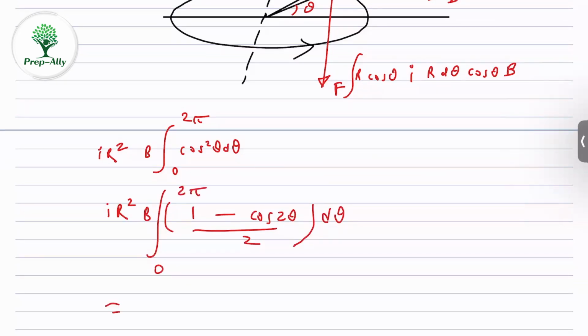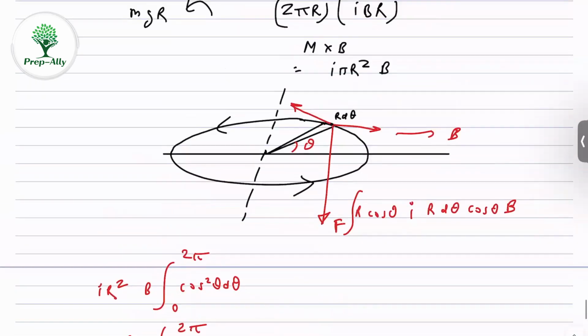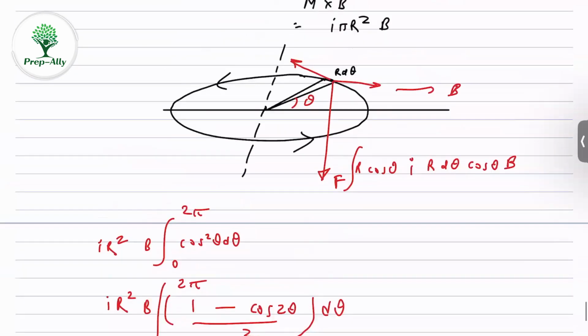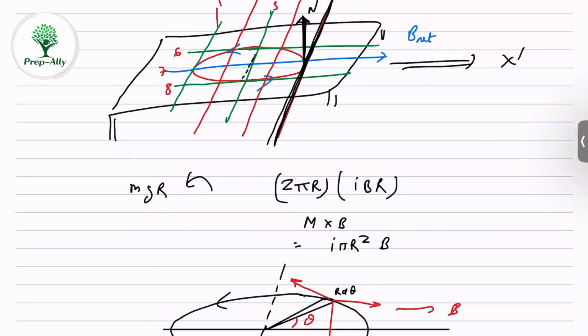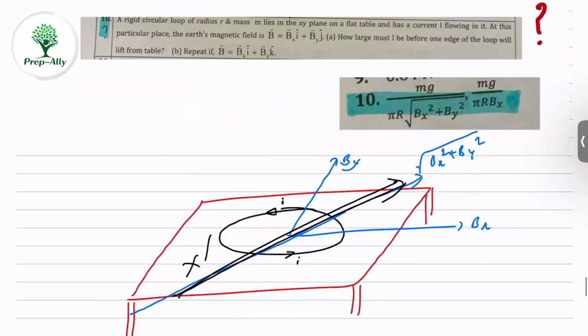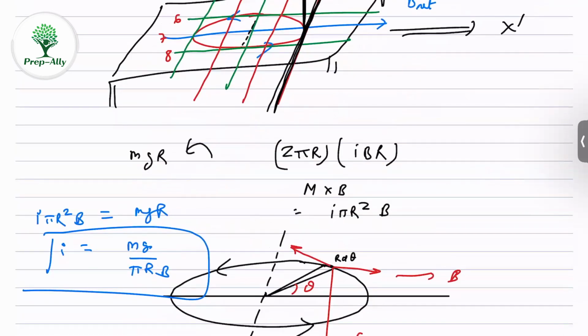What will you get as the integration? So pi I B r squared. You got 2 also now. How did you get 2? The 2 in the denominator I missed. Okay, no problem. So the torque is I pi r squared B, and I equals mg by pi r B. Now what is the value of B that will be put here? So the net B value, sir.